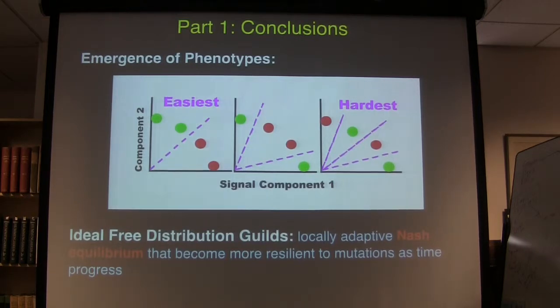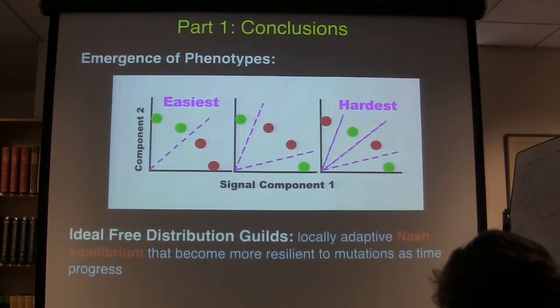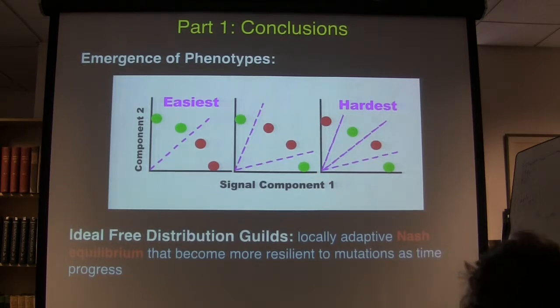And from an ecological point of view, and on a slightly more mathy point of view, it turns out that the guilds form these so-called ideal free distributions in their fitness, and mathematically they are also what are called locally adaptive Nash equilibria. They become more resilient to mutations as time progresses.